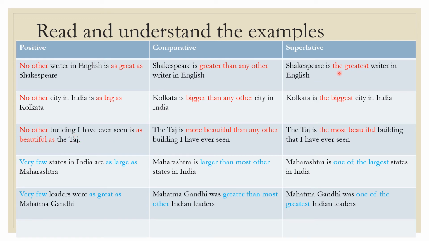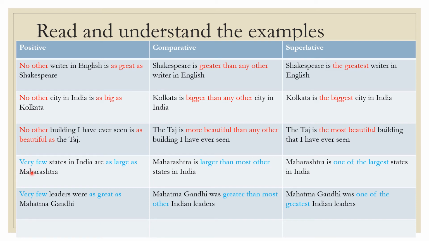So remember, children, when it is the greatest or the EST, you will write the comparative as ER than any other. And in the positive, you will write no other as great as or as small as.